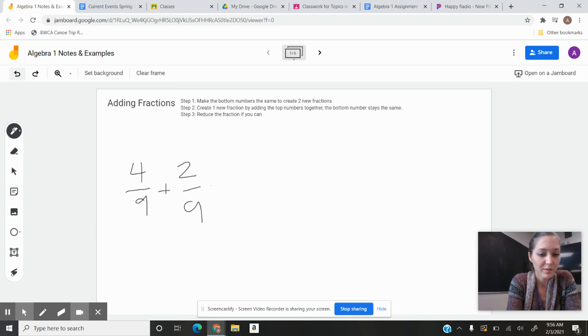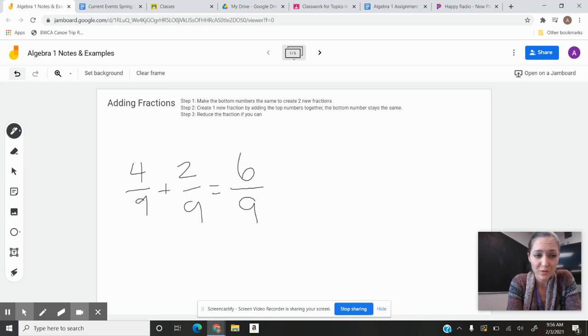Okay, so I'm going to go ahead and put a little equal sign, my fraction line. 4 plus 2 is 6. Bottom number stays the same, so that's 9. Now we need to reduce the fraction, and the reason why we're reducing the fraction is because that's what they do in the AccuPlacer, and I just want to make sure that you guys get that practice so you feel prepared for that test.